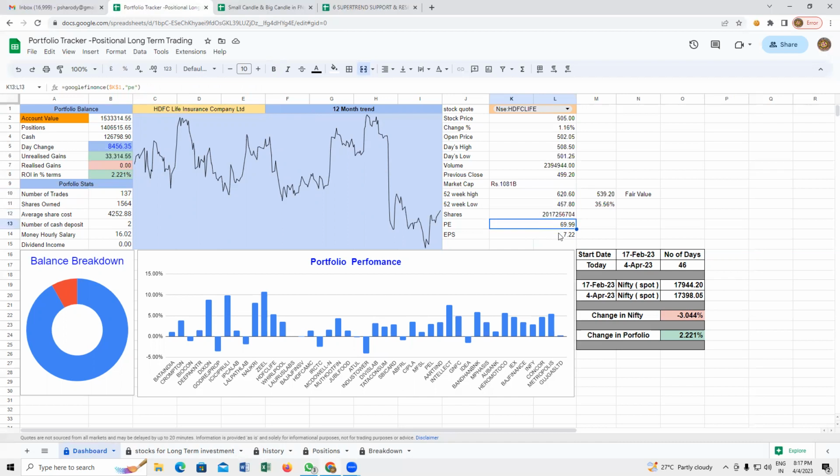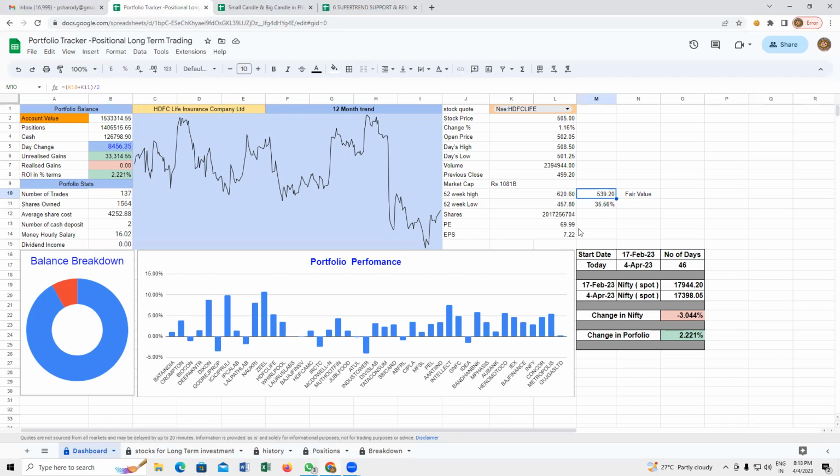And then this is the PE and this is the earnings per share. And this would be called a fair value, which is the midpoint between the 52-week high and 52-week low. So if the price is above this 539, you can start booking your profits. And if the price is below your fair value, then you can start accumulating that stock.